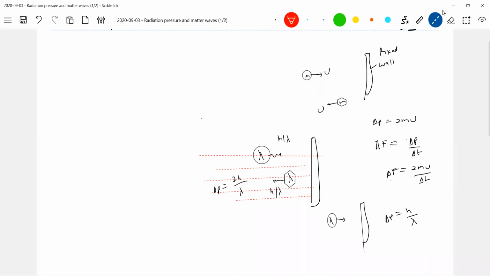So I'm just slowly building up the idea from here. The change in momentum per unit time is the force. Here the photon is reflected. Here the photon is completely absorbed. This photon will now exert a force on the wall, or rather on the surface. Rather than saying wall, call it surface.